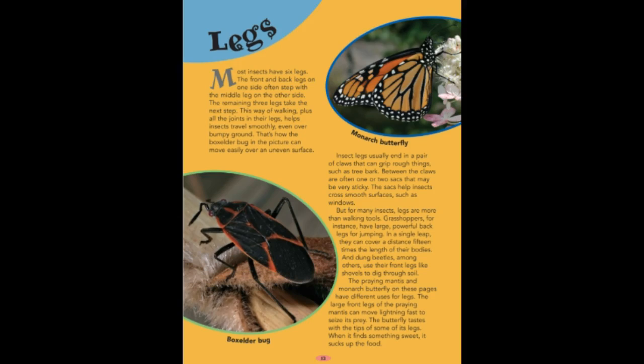The praying mantis and monarch butterflies on these pages have different uses for their legs. The large front legs of the praying mantis can move lightning fast to seize its prey. The butterfly tastes with the tips of some of its legs. When it finds something sweet, it sucks up the food.